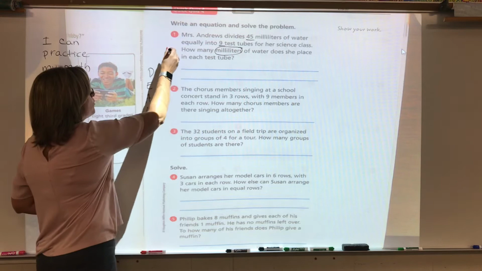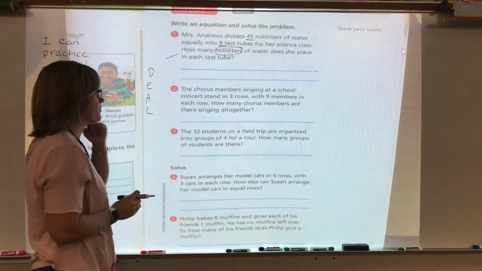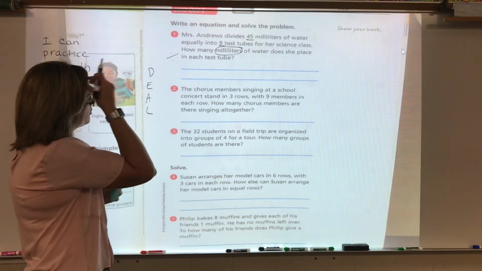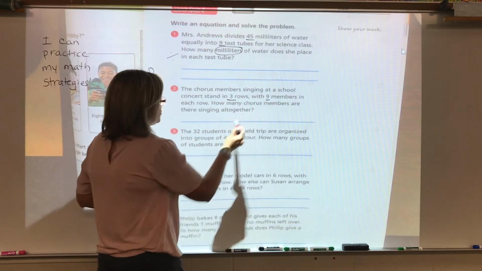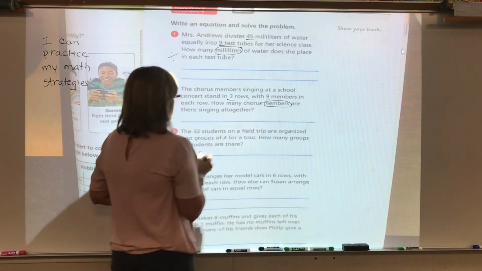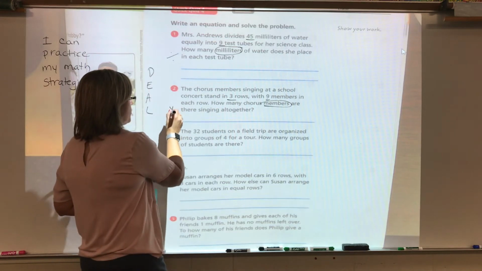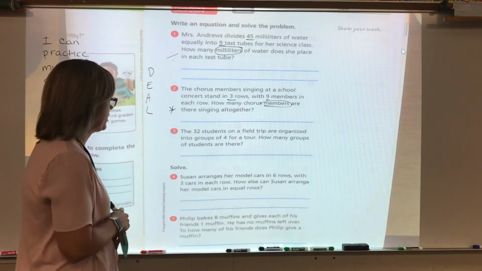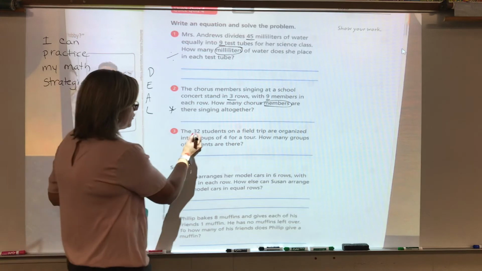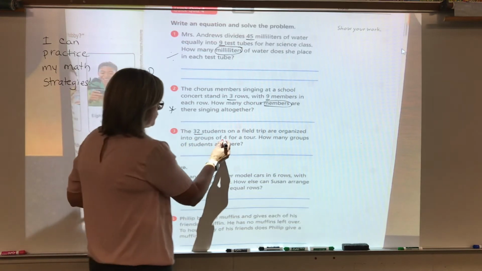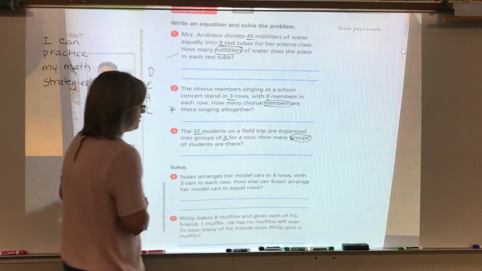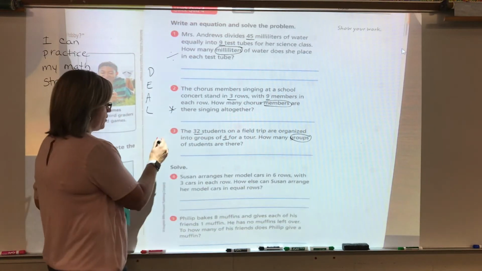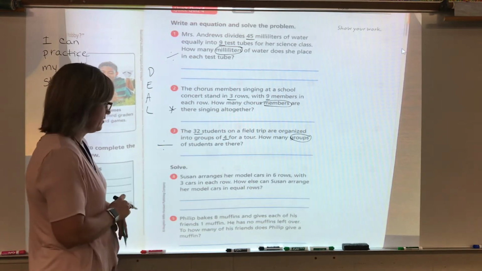I already have my total, so I know that this is a division. The chorus members singing at a school concert stand in 3 rows with 9 members in each row. How many chorus members are there singing all together? We're looking for a total, so this is multiplication. The 32 students on a field trip are organized into groups of 4. How many groups of students are there? We already have our total, so we're going to divide.